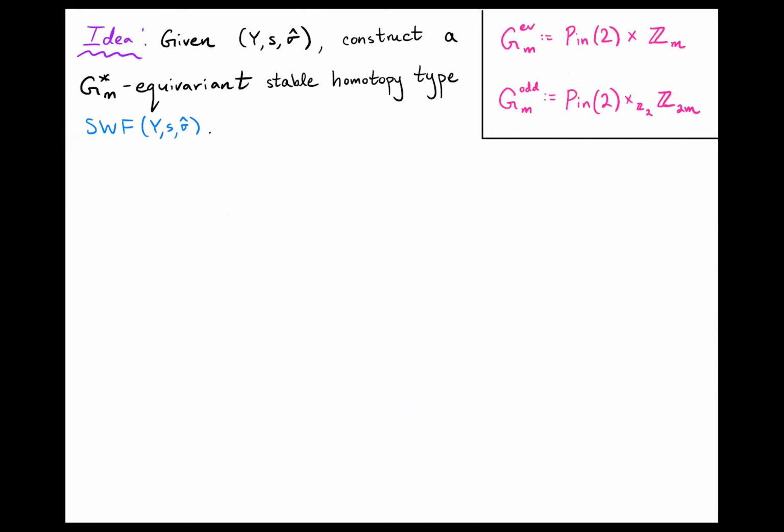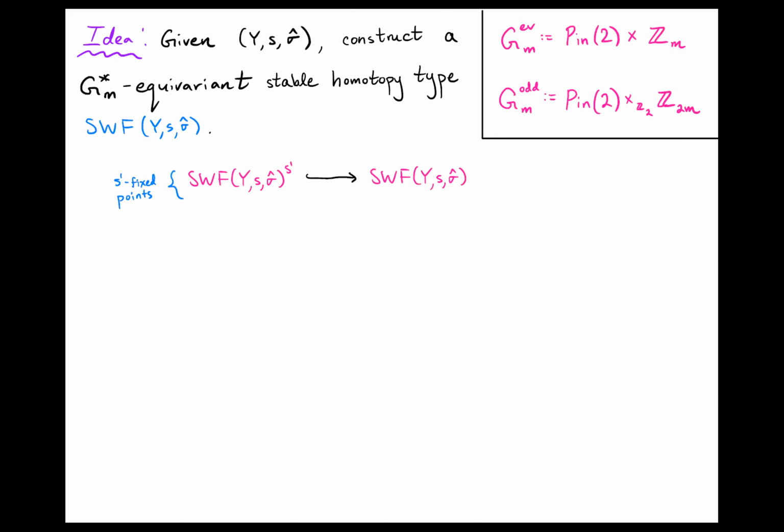Why do we care about these groups? It turns out that for an equivariant rational homology 3-sphere, we can construct a G star M equivariant stable homotopy type SWF of (Y, S, sigma hat), where G star is either even or odd depending on the parity of that spin lift sigma hat of sigma. Here's the big general outline of how our invariants are constructed.